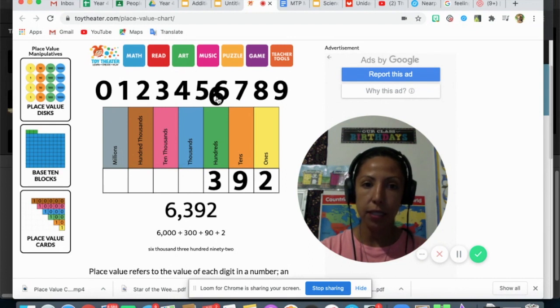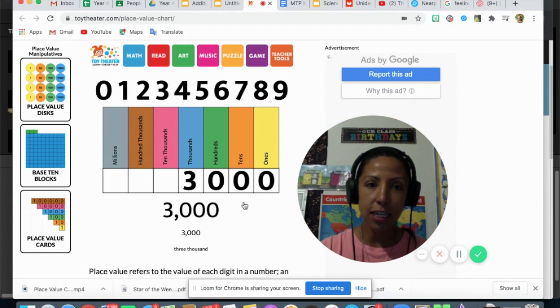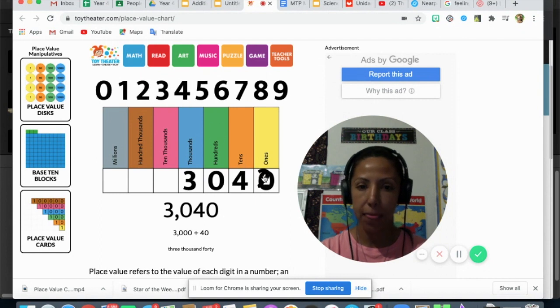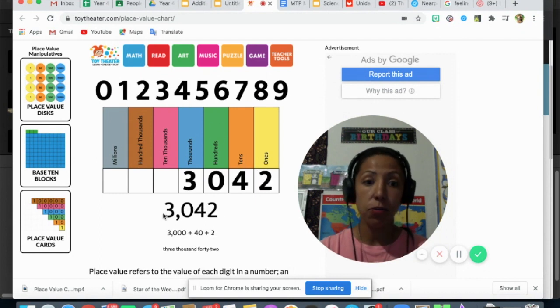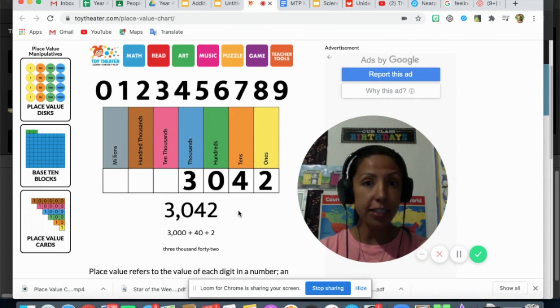Okay, perfect. What happens when we have a 0 in our way? For example, here, then we have a 0 here, and then 42. How do we read that number? Well, we're going to start with the first one, 3,000. But do we say 0 hundreds? No, we don't say that. We just don't say that. So we say 3,042 because there are no hundreds.